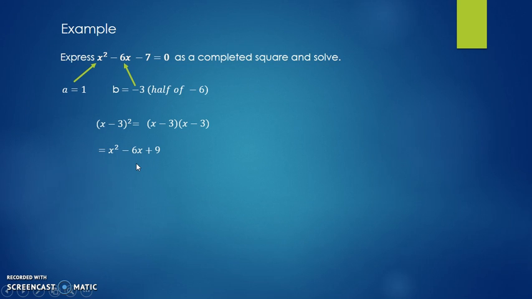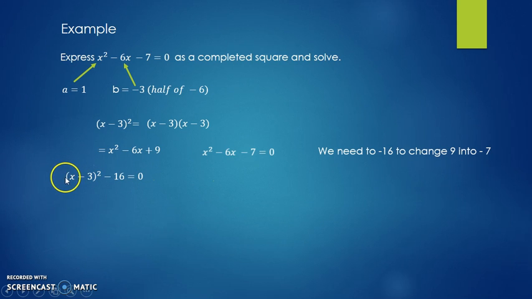Now at this point, we're going to compare it with our original equation. x squared minus 6x, plus 9, and minus 7. So somehow we've got to go from 9 to minus 7. How do we get from plus 9 to minus 7? Well, that's easy. We subtract 16, because 9 minus 16 is minus 7. So to complete the square, we've got x minus 3 squared minus 16. That's how we've completed our square.